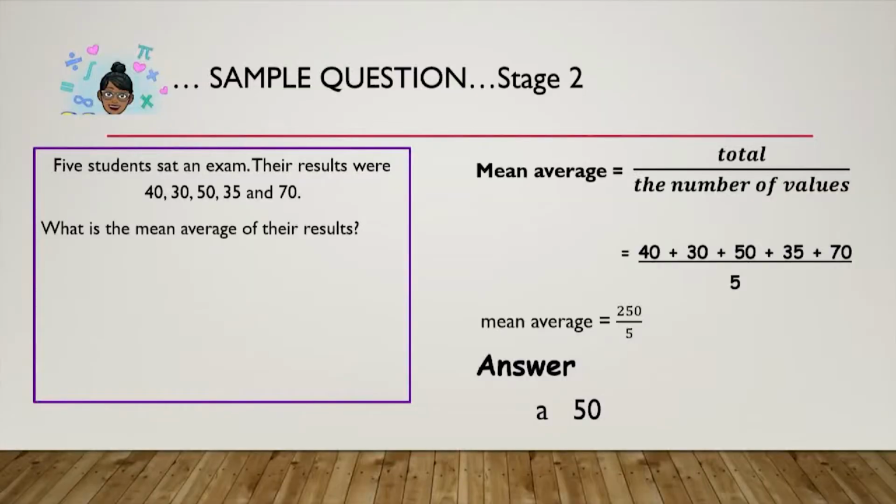Students sat an examination. Their results were 40, 30, 50, 35, and 70. What is the mean average of their results? Let's go to the board.